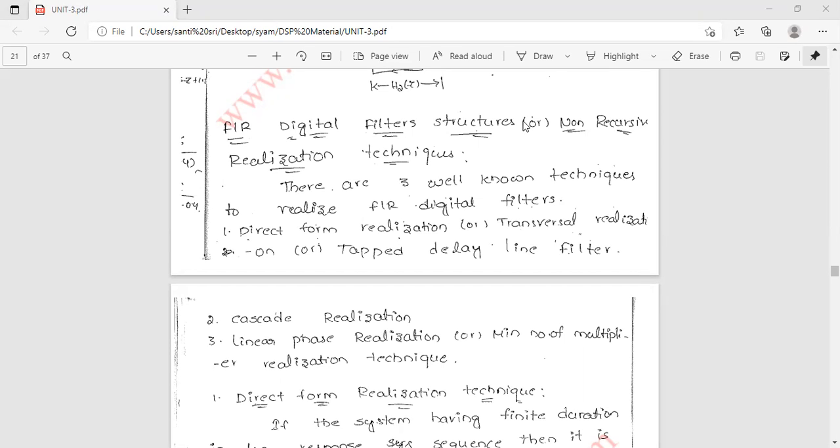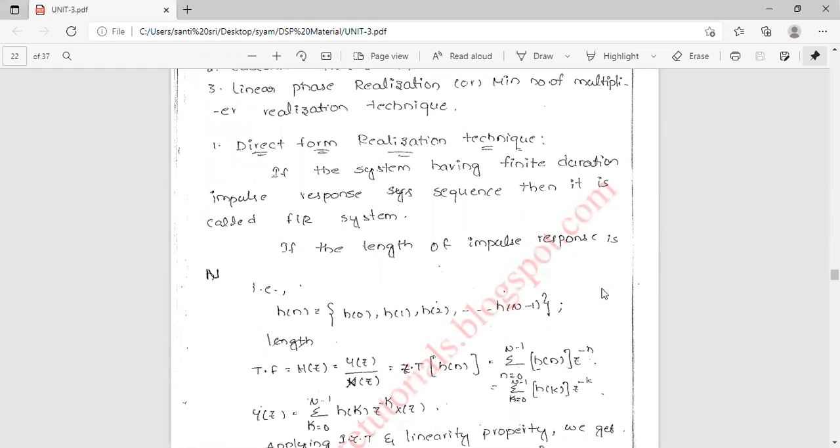Coming to the first one. First one is the direct form realization technique. If the system is having a finite duration impulse response sequence, then it is called an FIR system. It is a non-recursive system, having a finite duration impulse response sequence. Then it is called an FIR system.